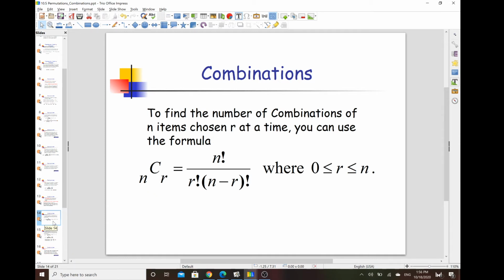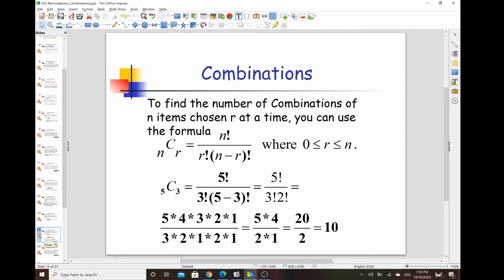So to find the number of combinations of n items chosen R at a time, you can use the formula n choose R. C means combination. So n factorial divided by R factorial times the quantity n minus R factorial, where 0 is less than or equal to R and R is less than or equal to n.